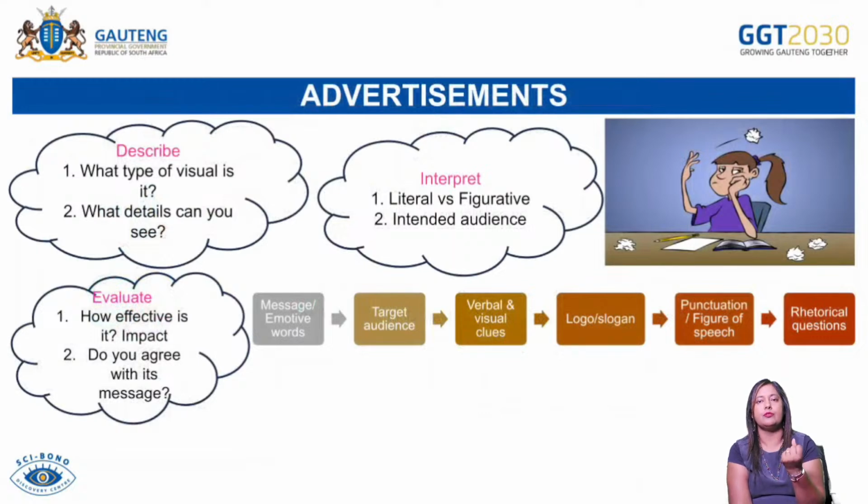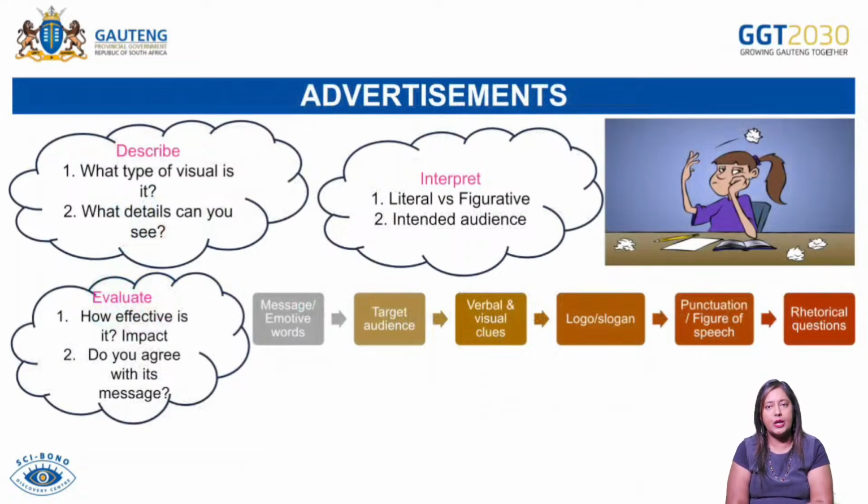Then, in terms of the verbal and the visual clues, sorry, I meant the visual clues will be the facial expression, the body language, the gestures that the particular image might be showcasing. Then look at the logo and the slogan, all right?